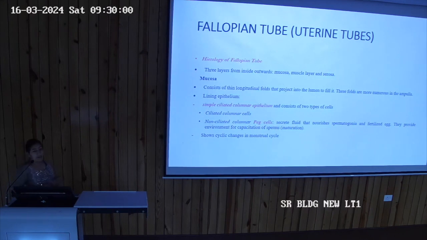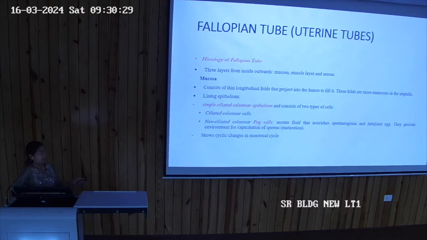Its function is to transfer the ova. So it has to have, like in the trachea, cilia. Similarly here it has to move the ova towards the fallopian tube ampulla. So here it is simple ciliated columnar epithelium. It is columnar as well as ciliated epithelium. It has ciliated columnar cells as well as non-ciliated columnar cells. The non-ciliated columnar cells are called the PEG cells.